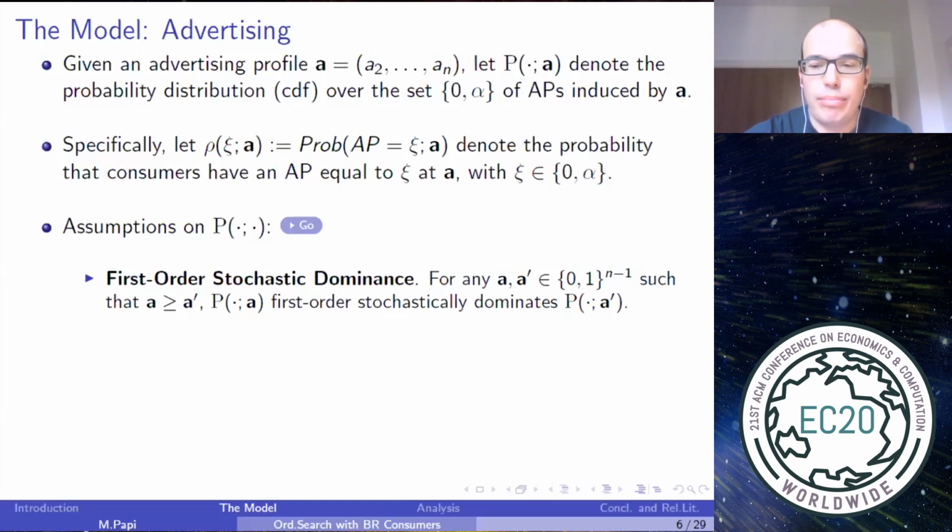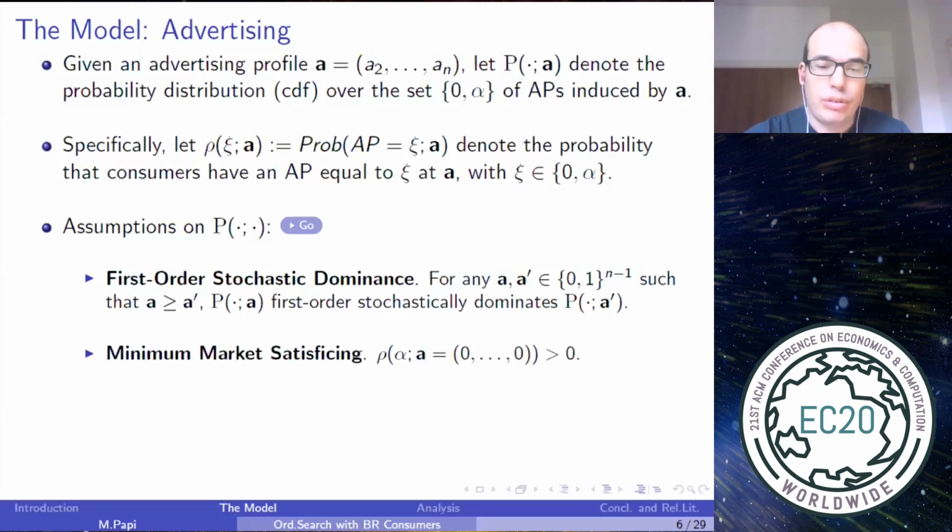The economic interpretation of this assumption is that one or more firms switching from no advertising to advertising increases the fraction of satisficing consumers with a high aspiration price. The second assumption, which is called minimum market satisficing, says that the probability that satisficing consumers have an aspiration price equal to alpha when all firms choose not to advertise is strictly larger than zero. An economic justification for this assumption is as follows. Recall that firm one's advertising here is not explicitly modeled because it's always in the interest of firm one to advertise. So the fact that the probability that satisficing consumers have a high aspiration price when all firms except firm one do not advertise is positive can be seen as the result of firm one's unmodeled advertising strategy.